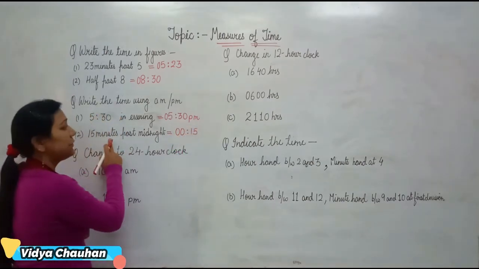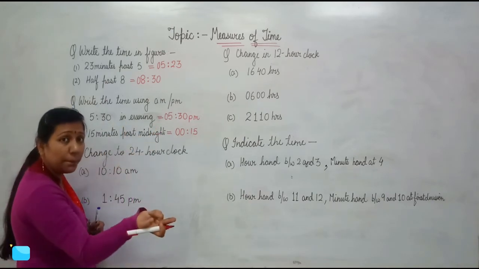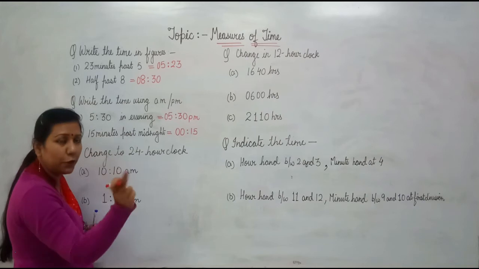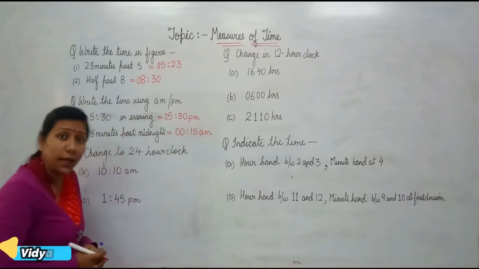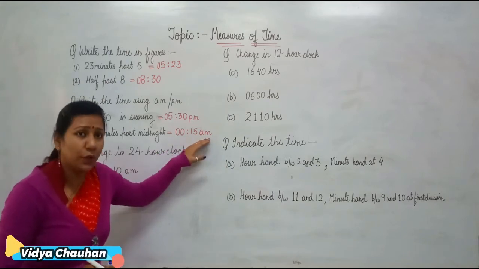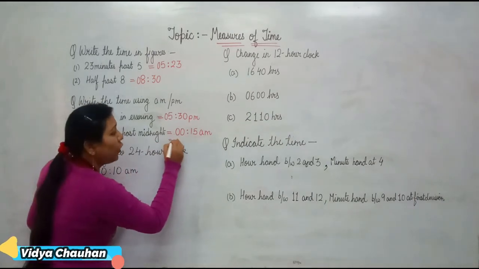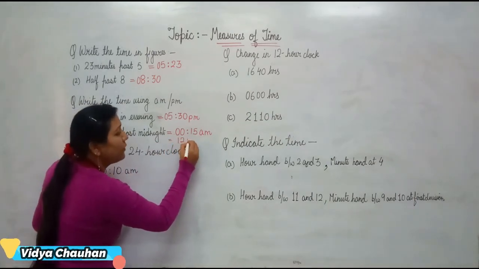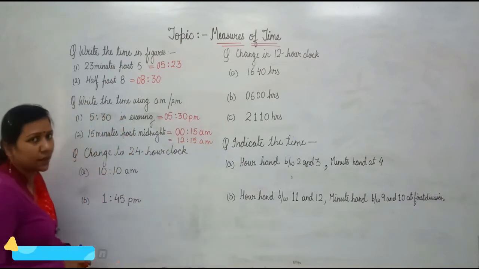You will write 00:15, because it is 15 minutes past and it is between midnight and noon, that means 12 midnight to 12 noon. So it is 00:15 a.m. Clear, students? You can write it as 00:15 a.m. or you can also write it as 12:15 a.m. Both ways are correct.